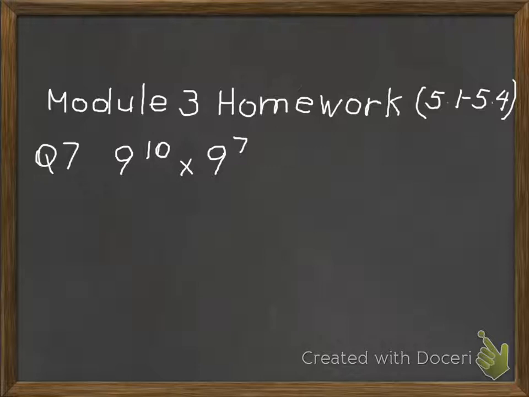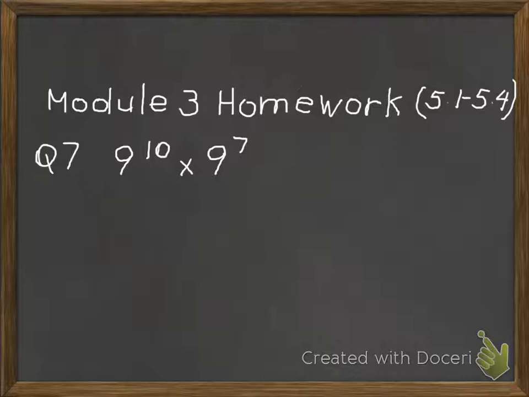The first question is question number 7. This says to simplify 9 to the power of 10 times 9 to the power of 7, and to write your answer in index form. This is the same as exponent form, or writing the answer raised to a power.